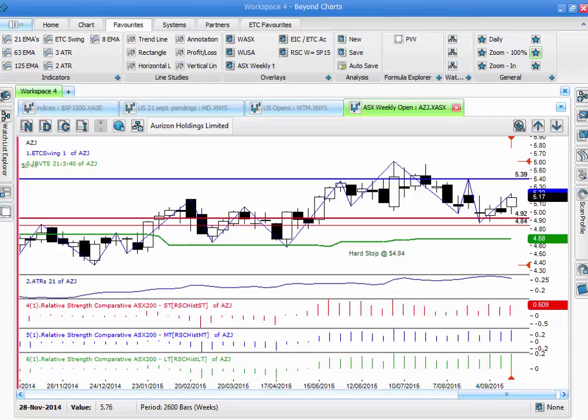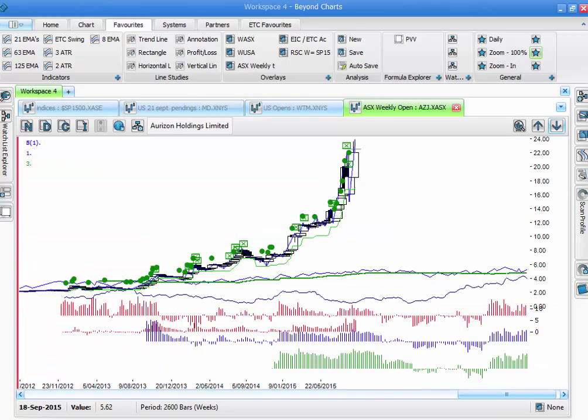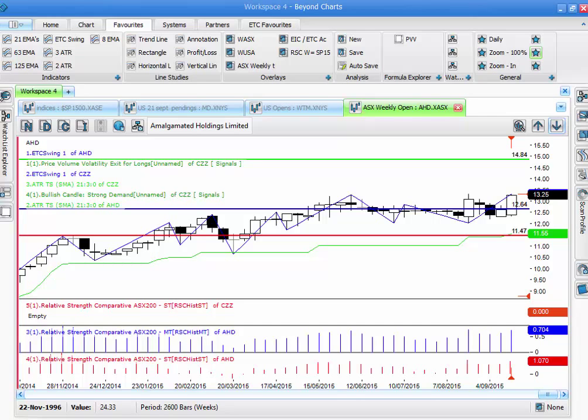AZJ, Aurizon Holdings, really struggled. No sooner did we get ticked into that one, and it really started to experience a bout of weakness. It's come down, it's penetrated its original 2 ATR based soft stop, therefore was converted to a hard stop, starting to find a little bit of strength, which is encouraging again, particularly against broader market weakness as well. That's Beyond Charts playing funny games.